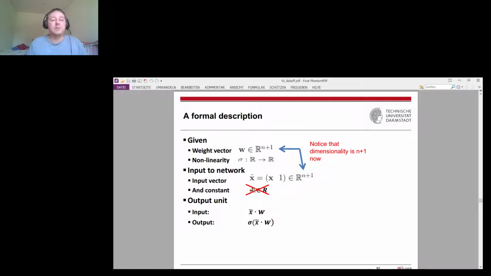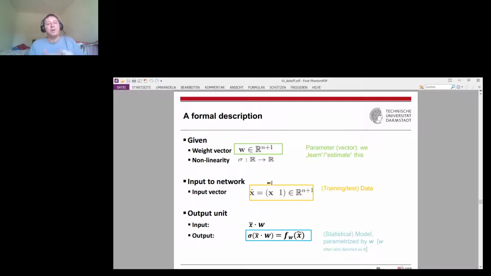And we put our constant 1 also in the input vector, and we think of our input vector as having an additional 1 in the last component. Now, this is our model.